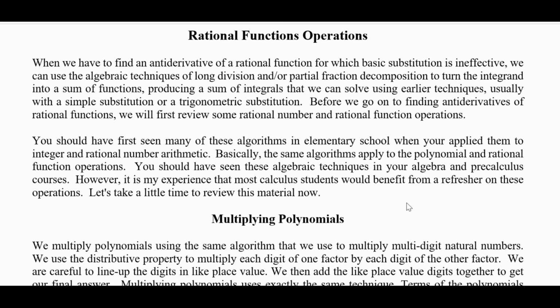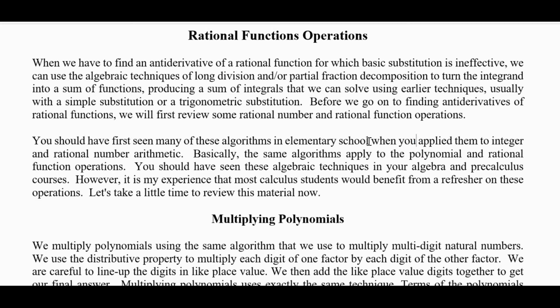So before we go on to finding antiderivatives of rational functions, we're going to first review some rational number and rational function operations. In this one we're going to review a few basic things, and we'll actually have a series of these little videos reviewing certain operations. You should have first seen these algorithms, most of them in elementary school, when you applied them to basic constants, rational number arithmetic, in other words, fraction arithmetic.